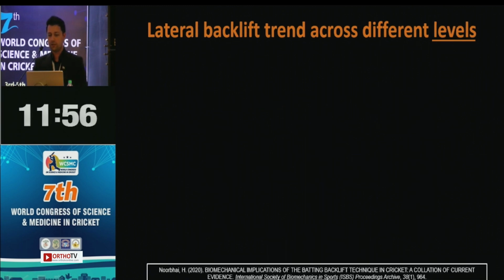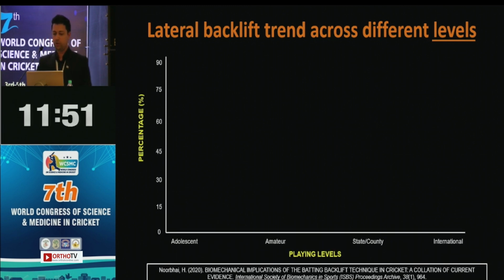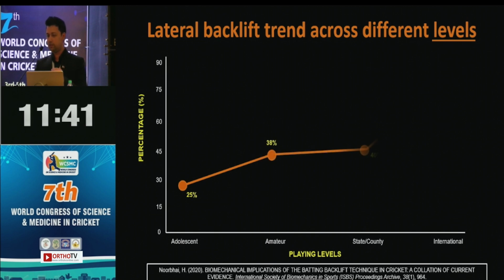So aside from formats, what happens around the lateral backlift across different levels of play? We looked at a subset of about 450 cricket batters, and across all these different levels, the percentage at adolescent level starts at 25%. It increases to about 38% at the amateur level, very similarly 40% at the state and county level, and then a big increase to about 75% at the international level. This indirectly suggests that, similarly with the levels of play, as a batter goes higher up within the game, or if they succeed at different levels, especially at the elite level, that's where you're going to start seeing the lateral backlift be a lot more common.